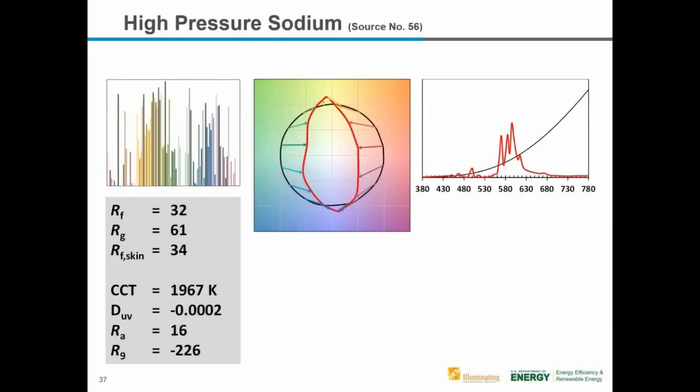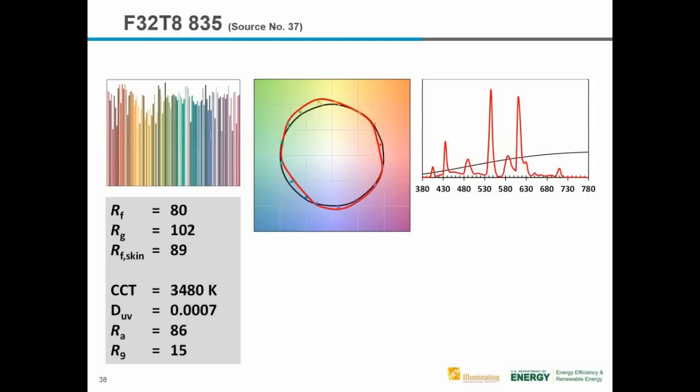This is showing a high-pressure sodium lamp. I'll let you study the details of this particular image on your own later. This next slide is showing a triphosphor linear fluorescent lamp. You can see that the IES fidelity index is 6 points lower, 80, versus the CIE color rendering index of 86.